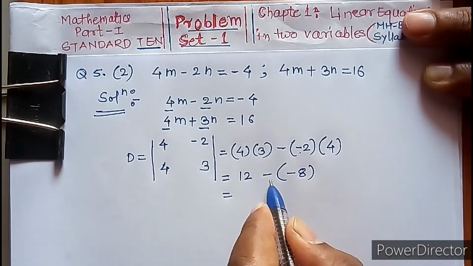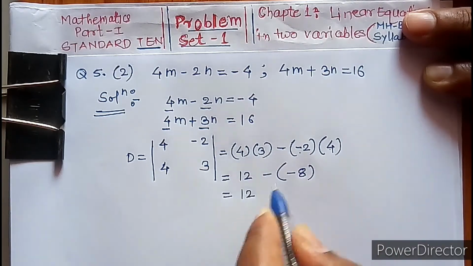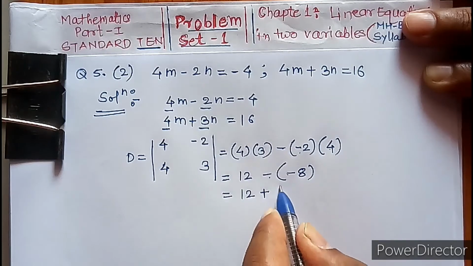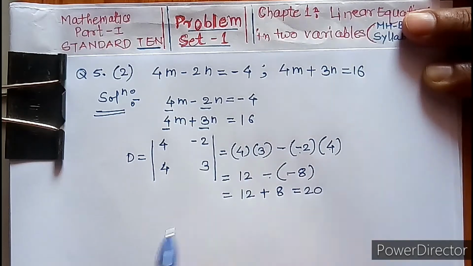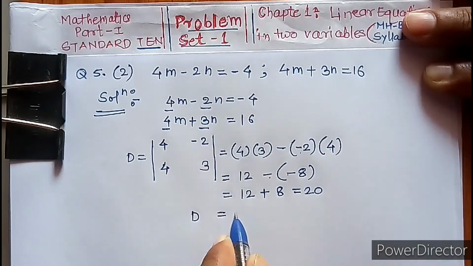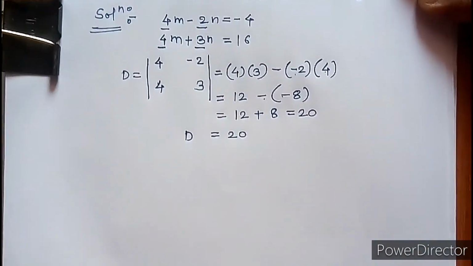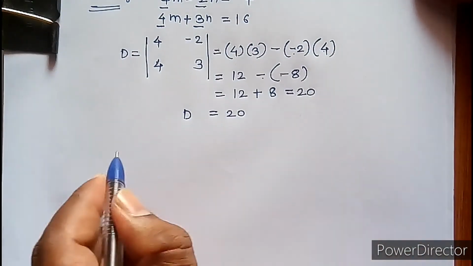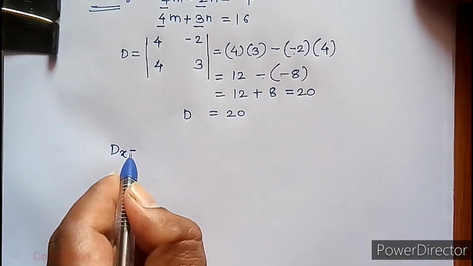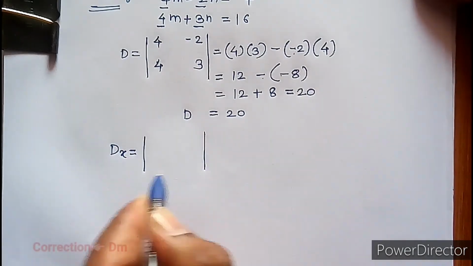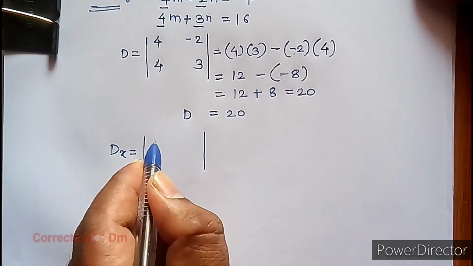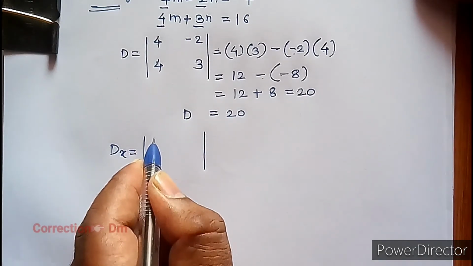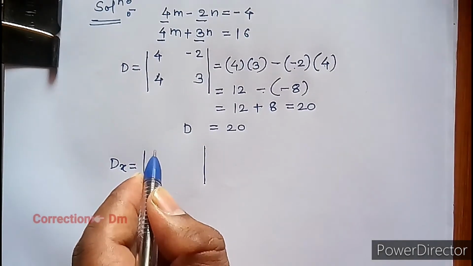Now here 12, as it is minus, it will be plus 8 equals to 20. We get the value of d, that is 20. Therefore write down d equals to 20. Now we have to find the value of dx. Therefore dx equals to, now in the first column, that is the column of x, we have to write down the values of c1 and c2.